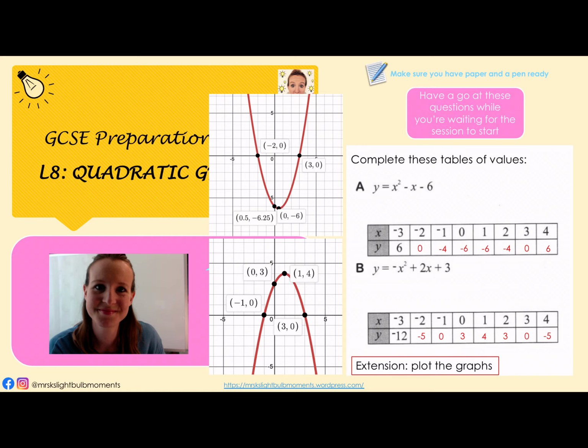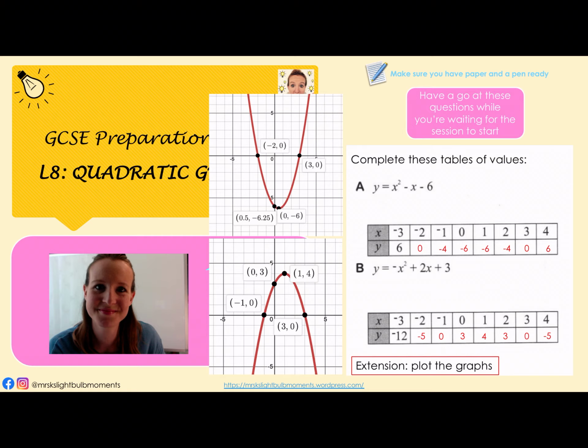Now hopefully you can spot in your tables that we've got this symmetry. If you look in table A, the y values go 6, 0, minus 4, minus 6, minus 6, minus 4, 0, 6. And if you look at the top curve there, that's y. We're going down one side of the curve as we go from x is minus 3, minus 2, minus 1, 0. So the y-intercept there is at minus 6. It then goes down to the turning point, and then back up through minus 6, through minus 4, 0, and up to 6 again.